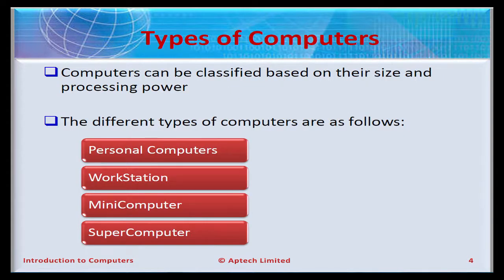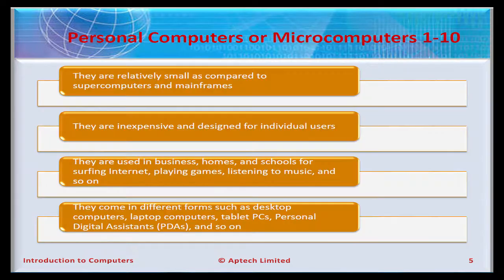Types of computers. Now, computers can be classified based on their size and processing power, and the different types of computers are given below. Number one, we have the personal computers, we have the workstations, minicomputers, and the supercomputers.